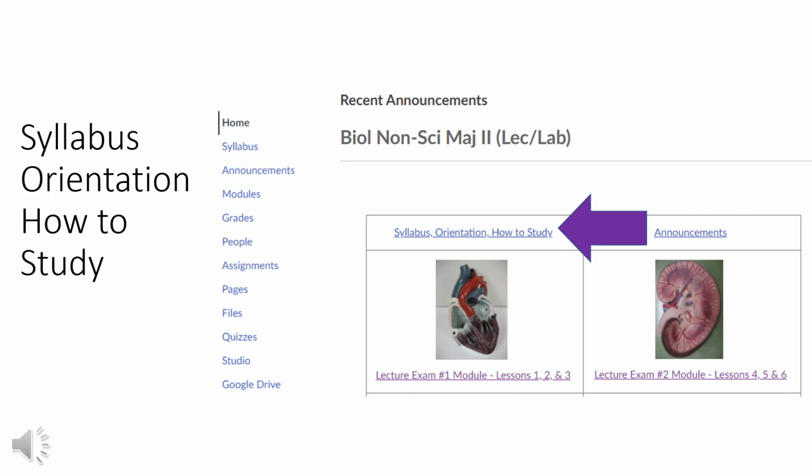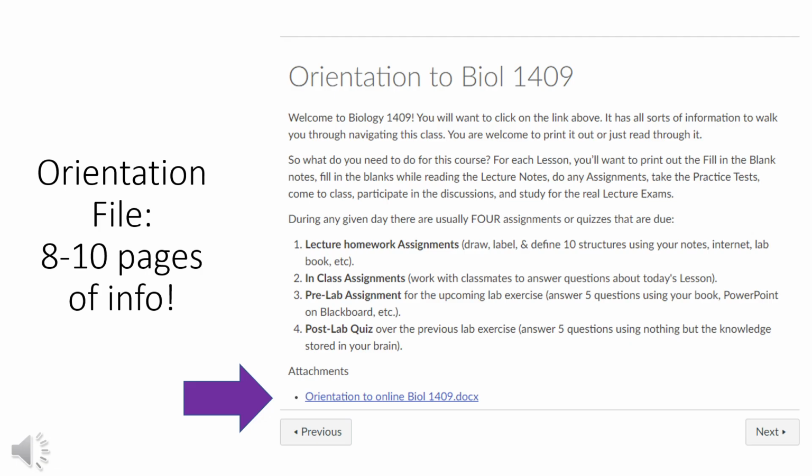The syllabus, orientation, and how to study file, back on the home page, that first smaller rectangle on the left-hand side, also has an orientation file. Much of what I've been talking about is actually written, typed out in the orientation file, whether it's orientation to Biology 1408 or Biology 1409. There's a little welcome message. You'll want to click the link. It has all sorts of information to walk you through navigating the class. You can print it out or just read it.